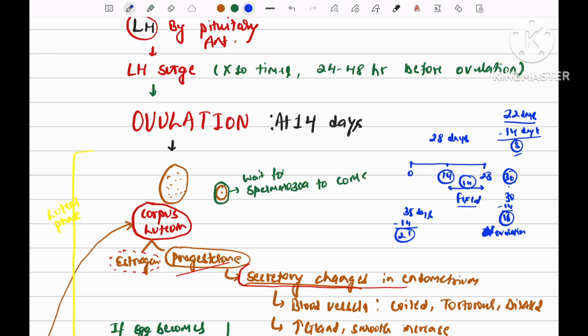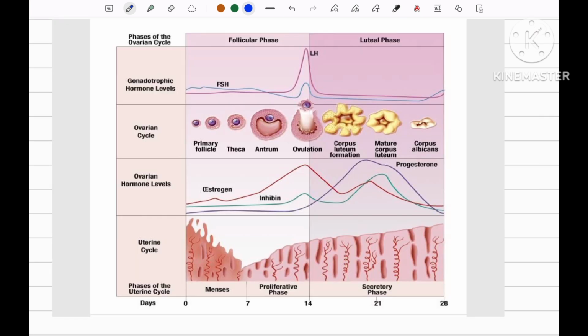Now I will show you one figure. From that figure we will be more clear. So here we are able to see, let's see from the last. There is 0, there is 28, and this 14 days is the period of ovulation. In the first 1 to 5 days, there is the bleeding phase. During this phase the bleeding occurs.